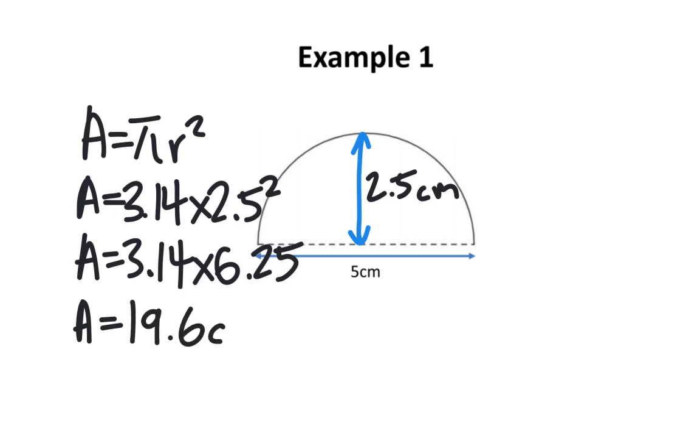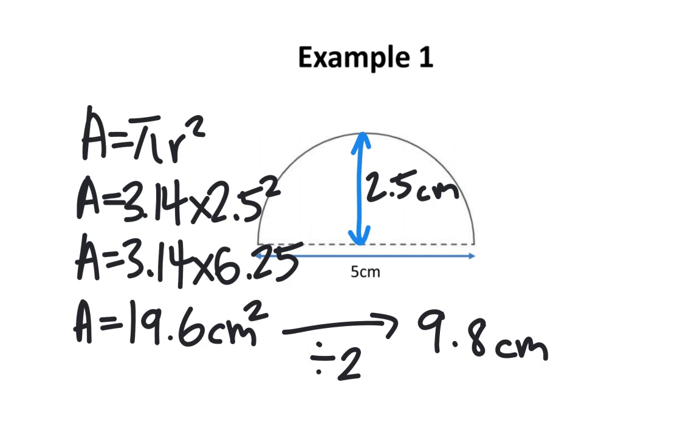19.6 centimeters squared. However, 19.6 is the area of a full circle. This is a half circle, which means we're going to have to take this number and divide it by 2, which gives us approximately 9.8 centimeters squared.